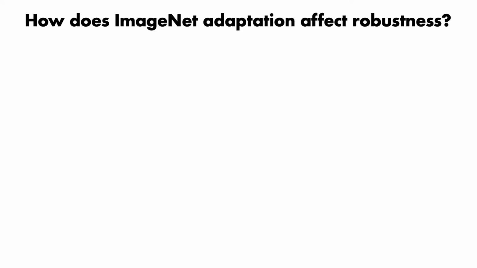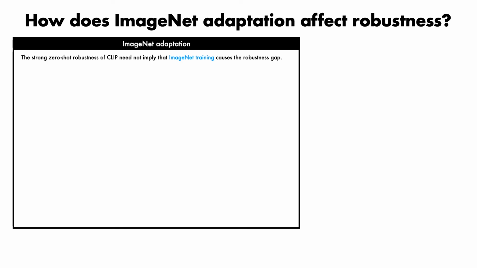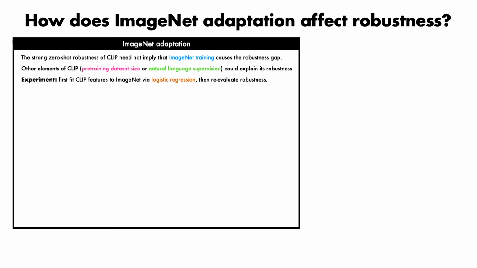It is important to note that the strong zero-shot robustness of CLIP does not necessarily imply that ImageNet training causes the robustness gap. This is because of other elements of CLIP, such as its large and diverse pre-training, or its use of natural language supervision, which could produce robust models regardless of whether it was evaluated zero-shot or fine-tuned. To try to dig a little deeper into these factors, the authors conduct an experiment in which they first fit a logistic regression classifier to CLIP features on the full ImageNet training set.